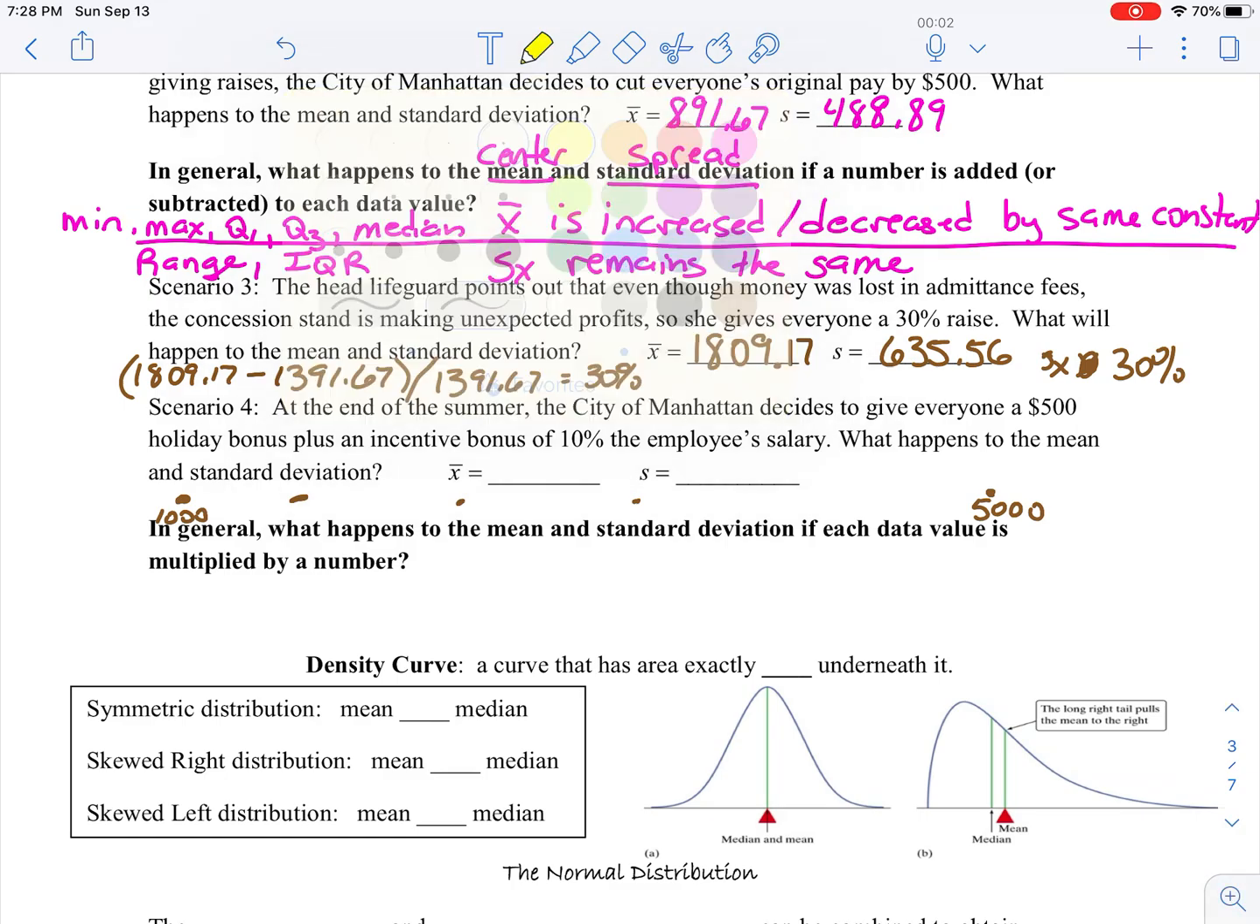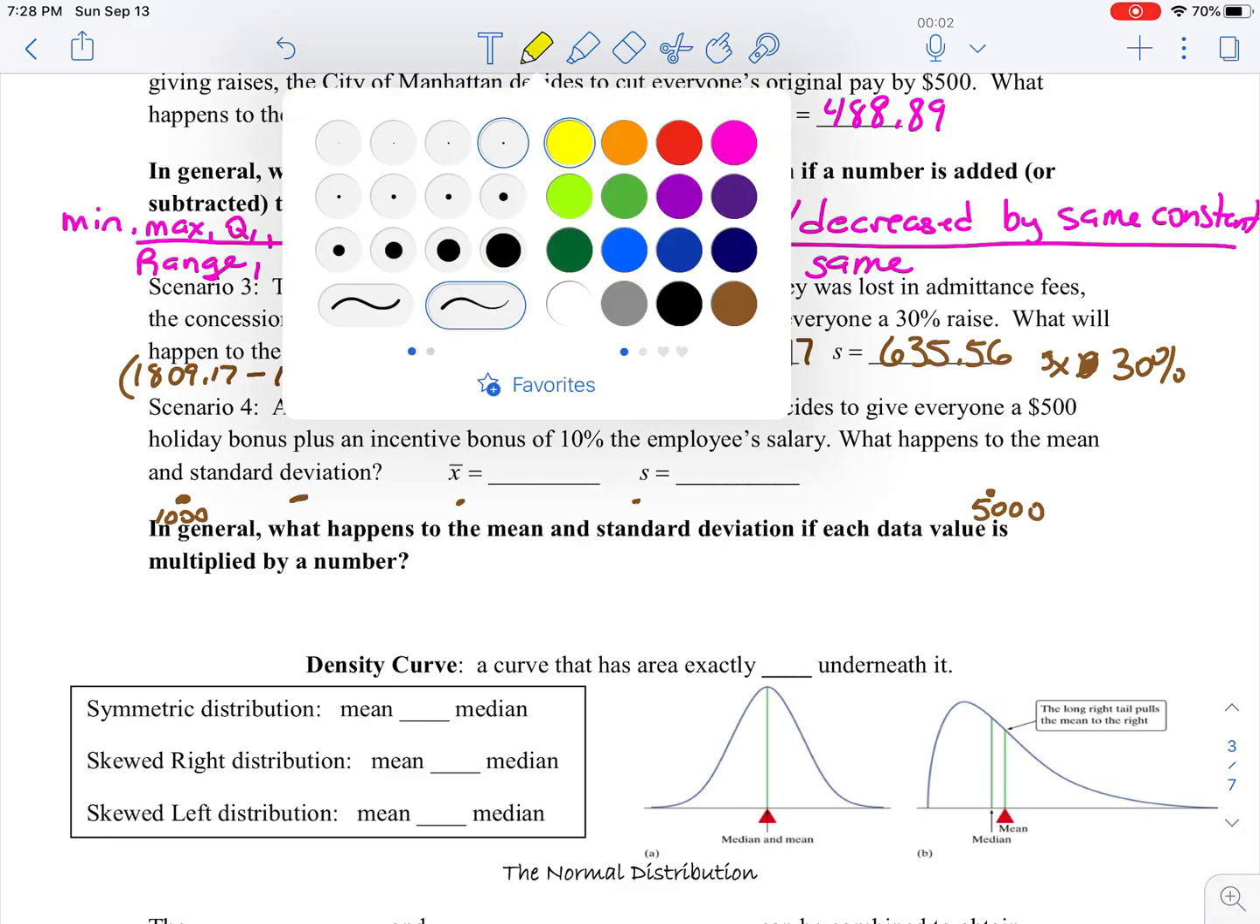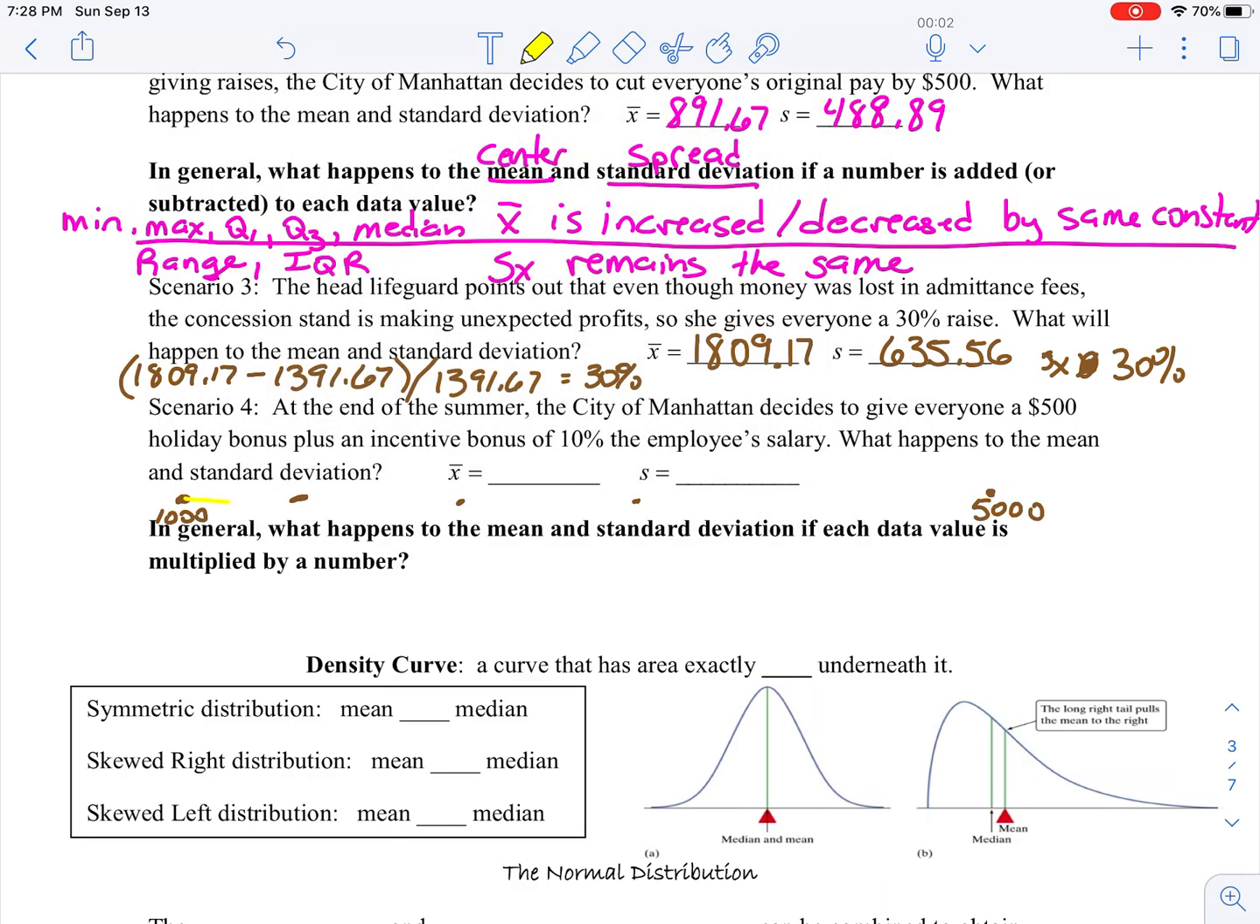That'd be $300. So this person is going to go up to $1,300. I'm going to guess you can't see yellow, so we're going to go orange. This person is now making $1,300.